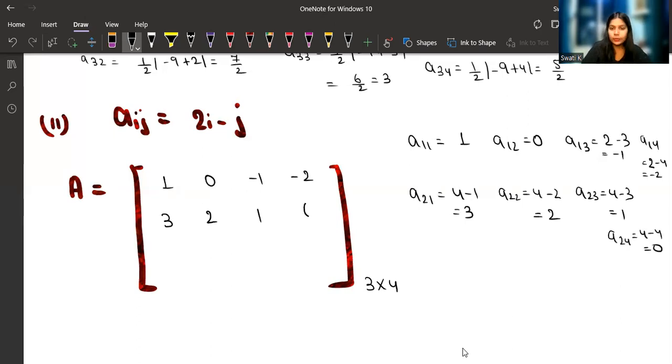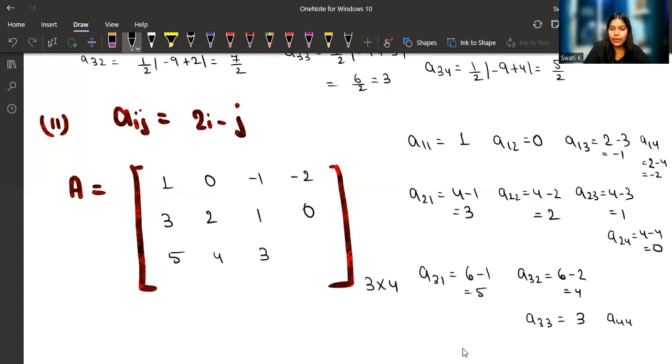So this is 0. Next is the last row. That is A31. That means 2 times 3 is 6. So 6 minus 1. That is 5. Next is A32. That means 6 minus 2. That is 4. Next is A33. That means 6 minus 3. Yeah, so that is 3 only. So it is 3.